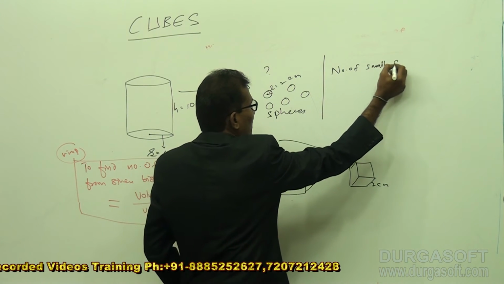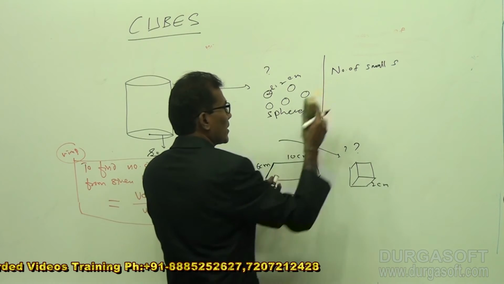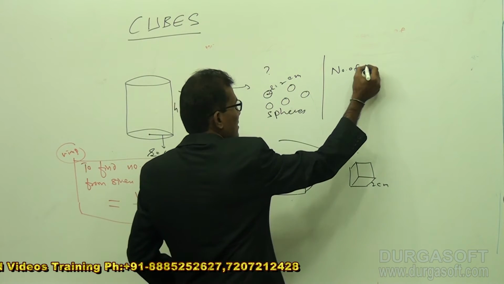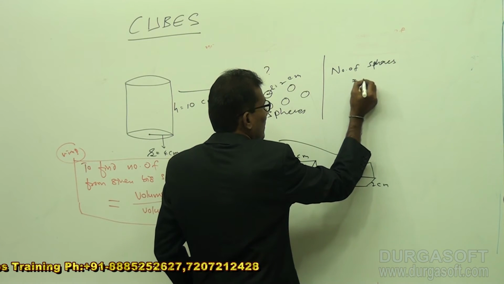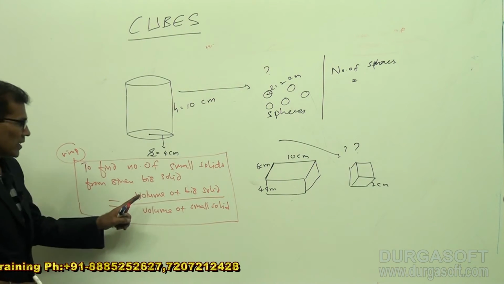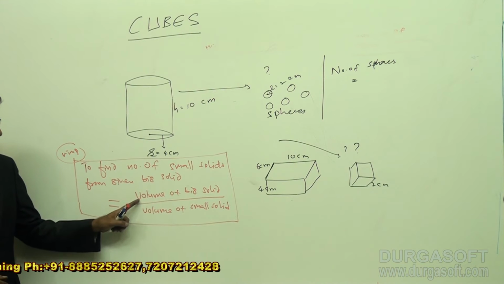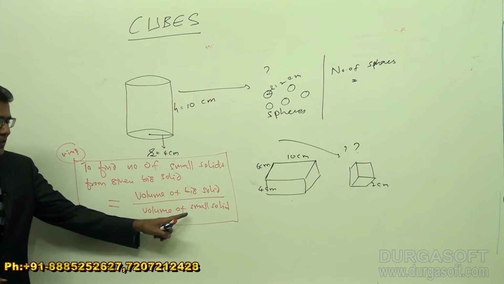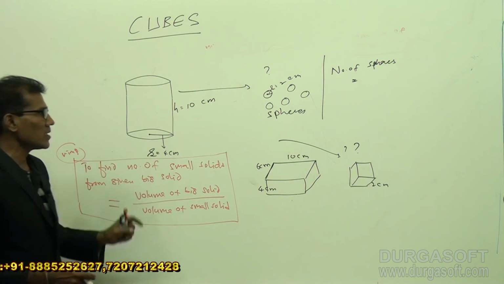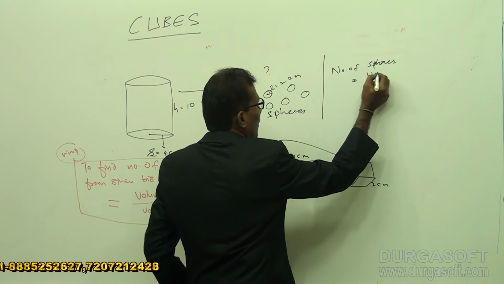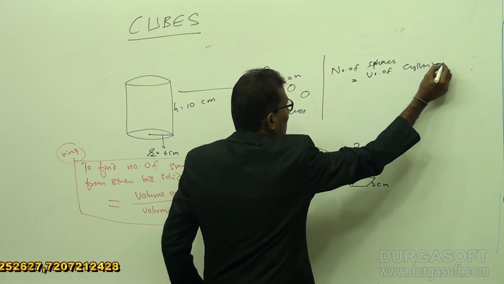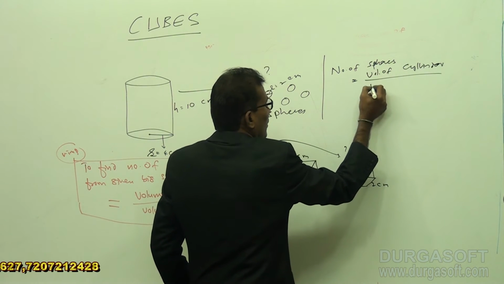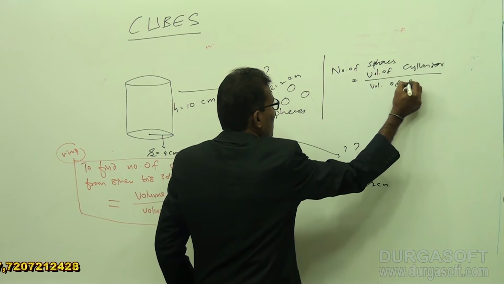small spheres, or number of spheres you can write. Anyway, they are going to be small. Number of spheres is equal to, what do we have to get the number of small solids? Volume of the big solid by volume of the small solid. Here the big solid is the cylinder. So volume of cylinder divided by volume of sphere.